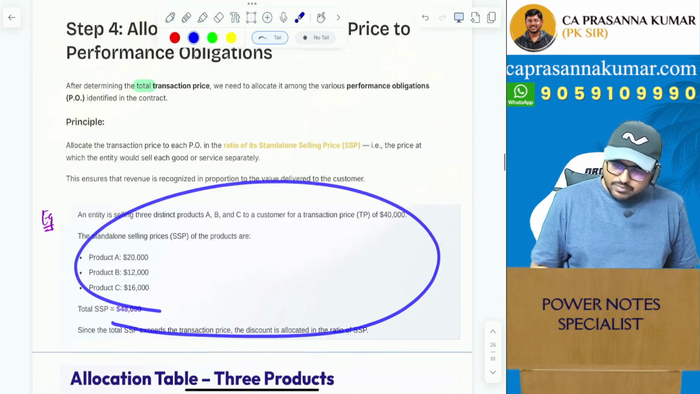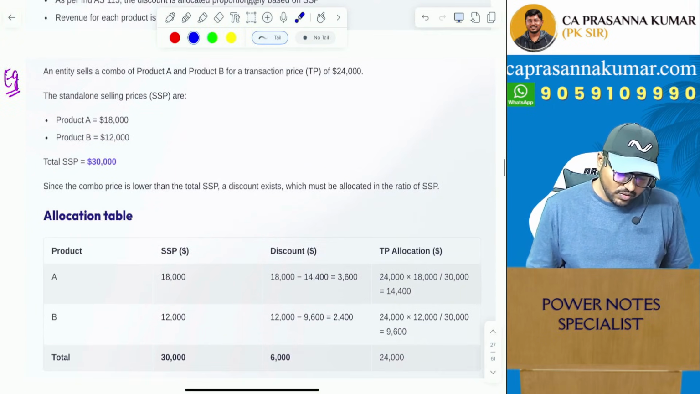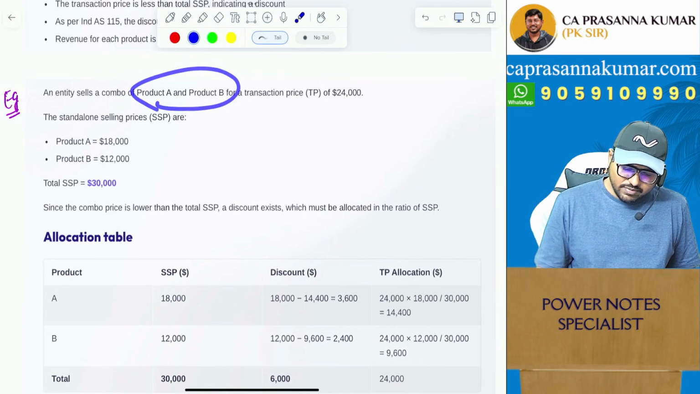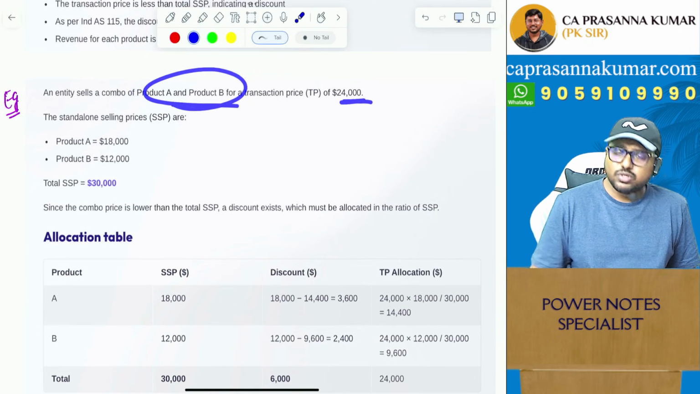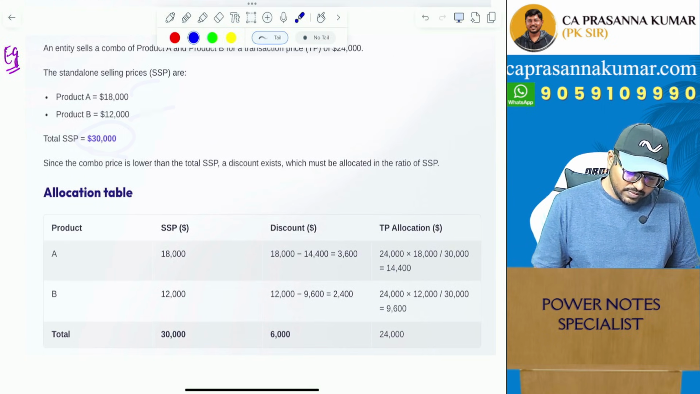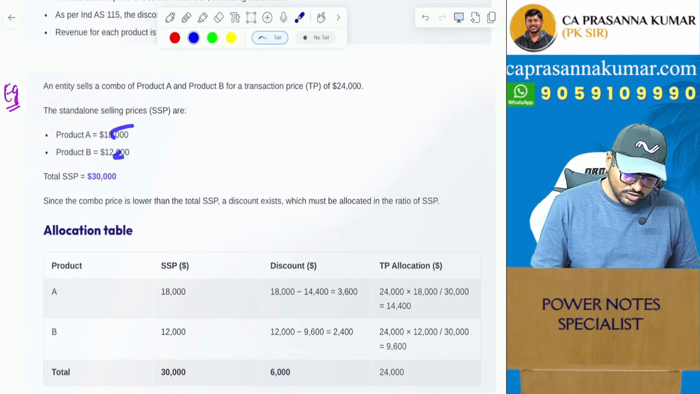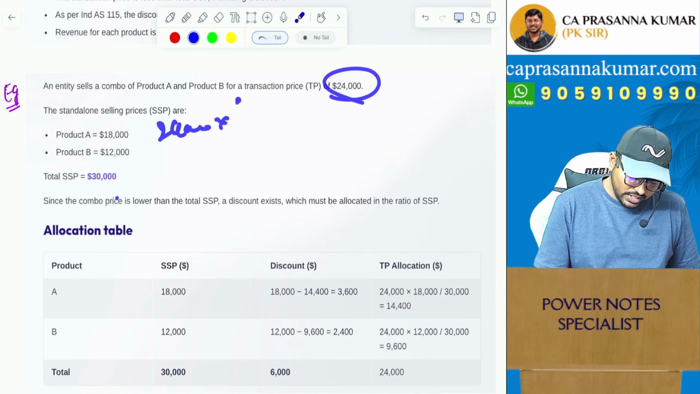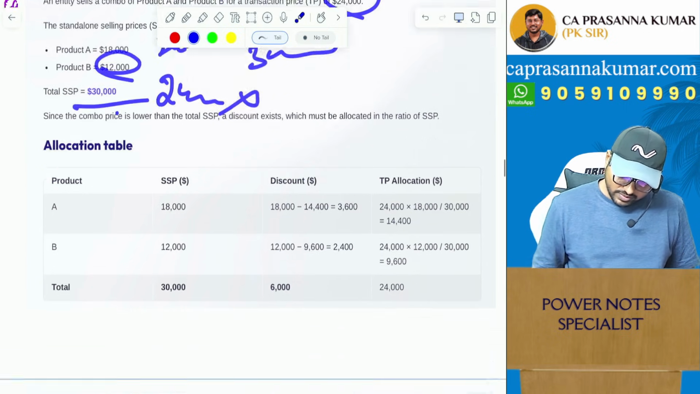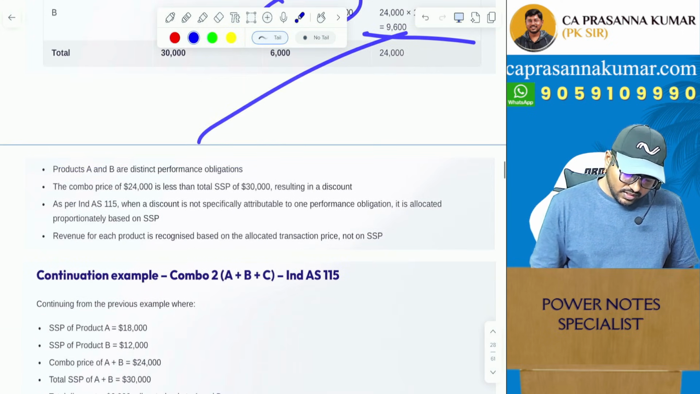Now the first example is clear. Are we done with this slide? Let's move on to the next example. Now look at this. There is a combo of product A and B. Transaction price is 24,000 for both products A and B. SSP is given. Then you have the total SSP. Since the combo price is lower than SSP, obviously you allocate the transaction price. These are 2 POs, so allocate it in the ratio of SSP. 24,000 times 18,000 divided by 30,000, and 24,000 times 12,000 divided by 30,000. And the difference is discount. Clear. Nothing much to study.